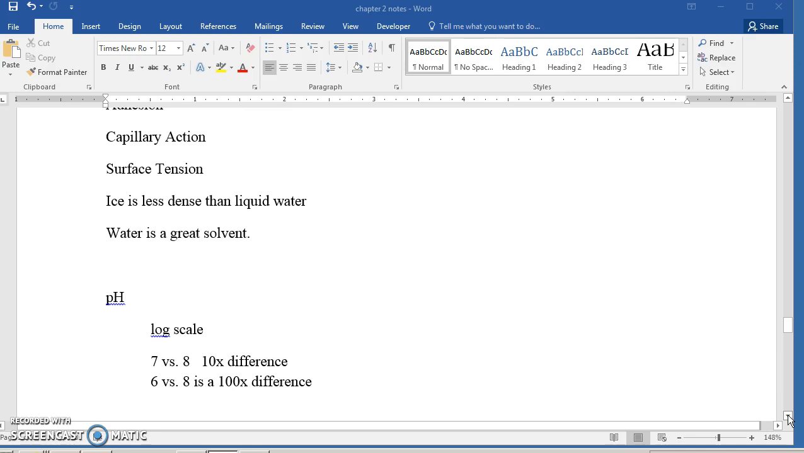So if you have a pH of 7 versus a pH of 8, there's a 10 times difference in the amount of base that's present. If it's a difference of 2 whole numbers, say 6 to 8, that's 100 times difference. So an 8 is 100 times more alkaline than a pH of 6.